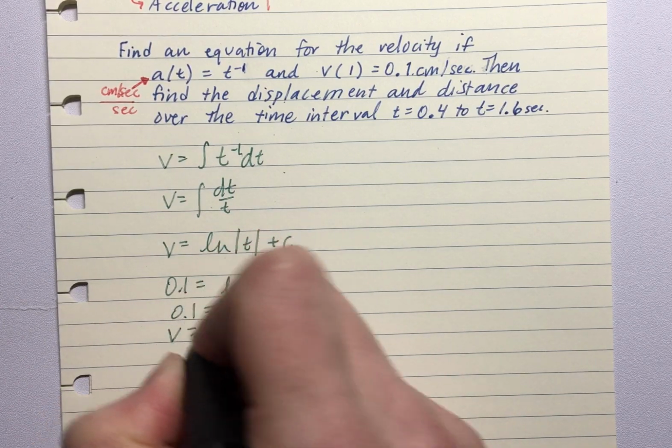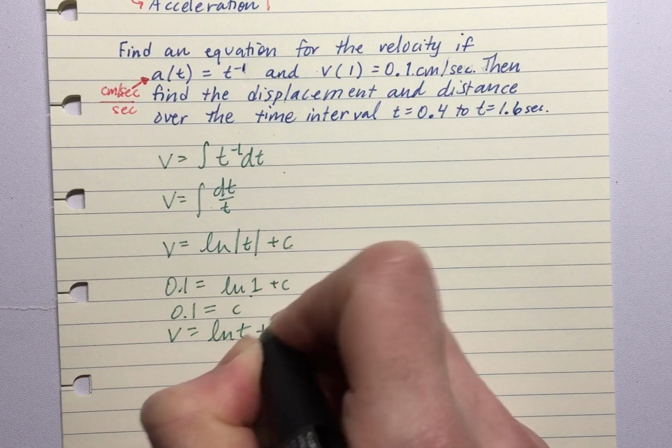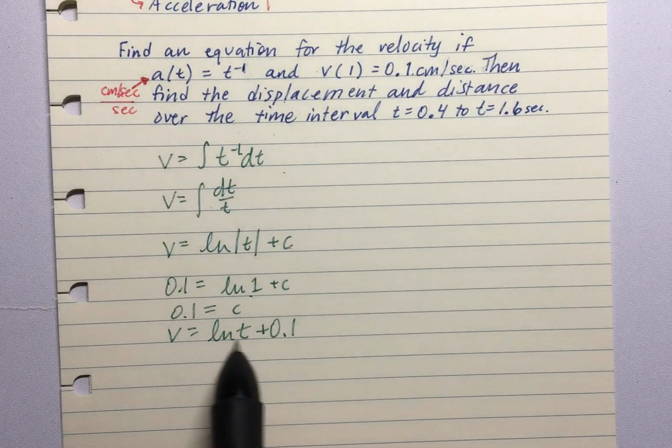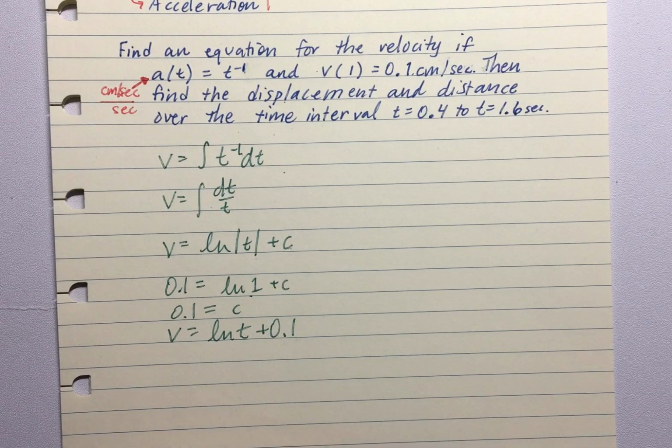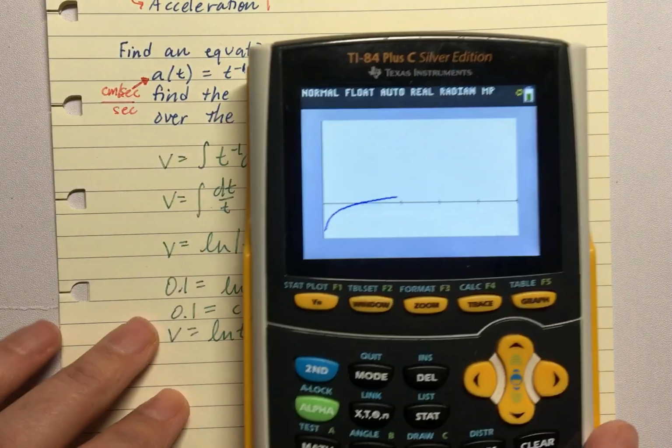So we have v equals natural log of t plus 0.1. And I'm dropping my absolute values just because we're only going to be in positive times. Okay, so if we want to know, here's our velocity, and this is what this graph looks like.